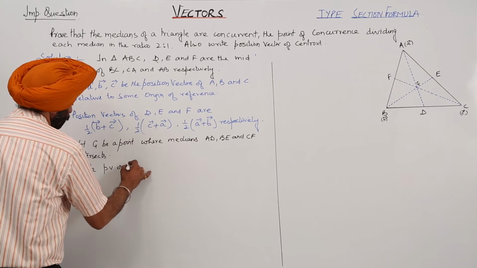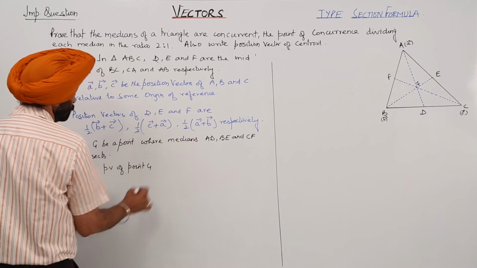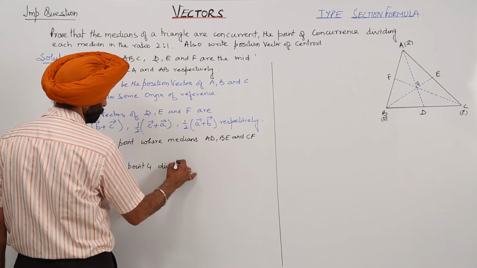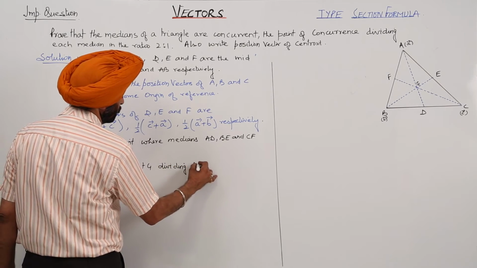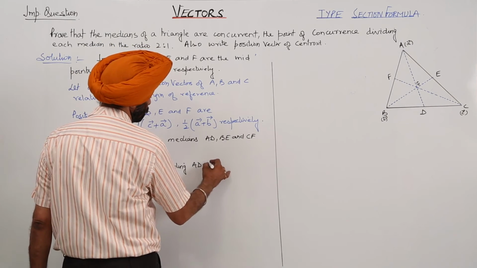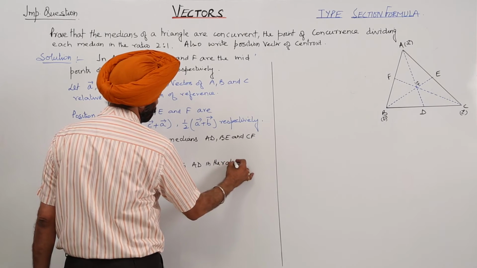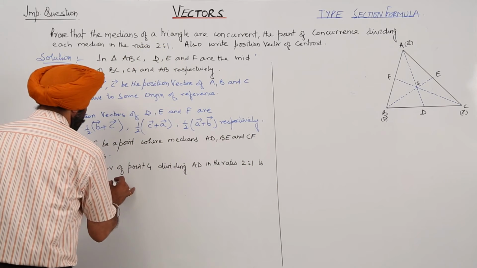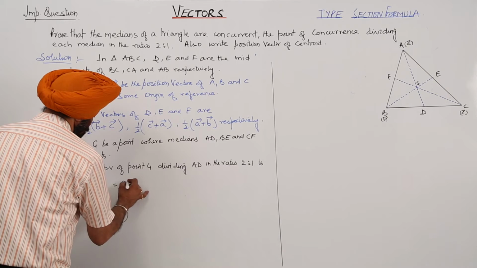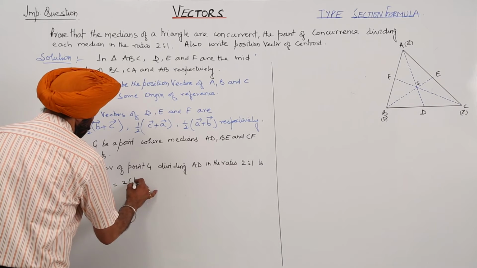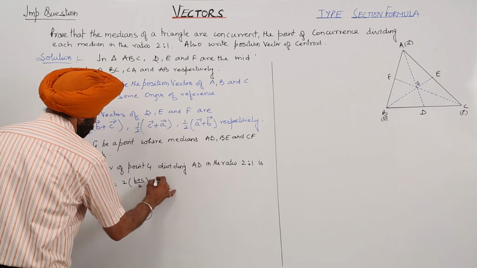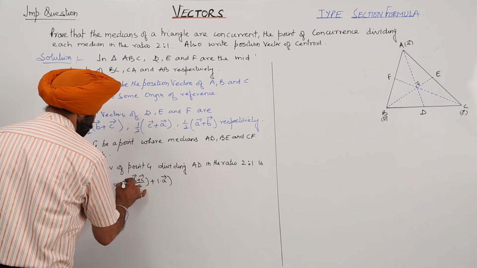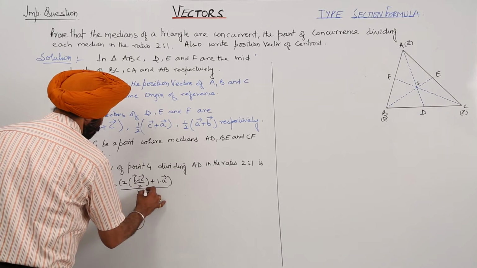Now, the position vector of point G dividing AD in the ratio 2:1 is equal to 2 with B plus C upon 2 plus 1, with A vectors, upon 2 plus 1.